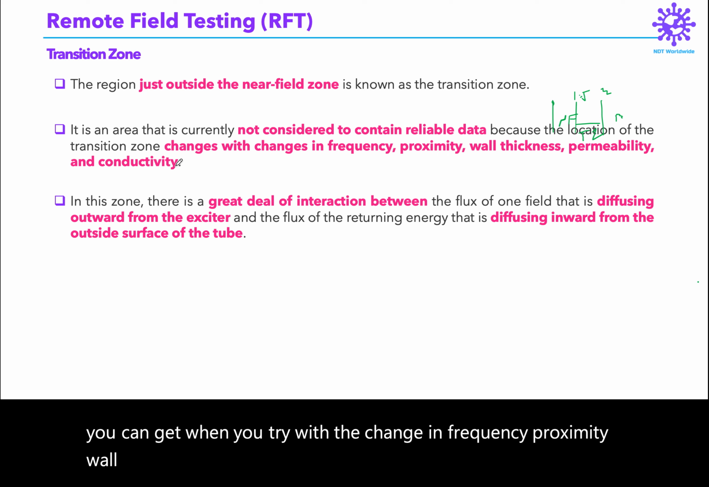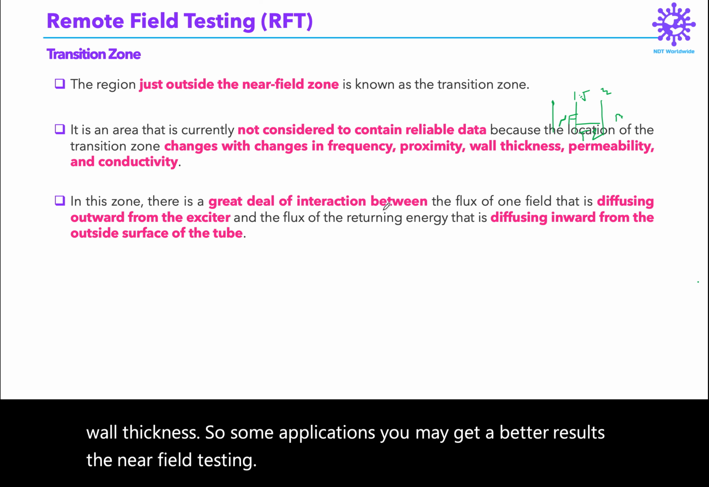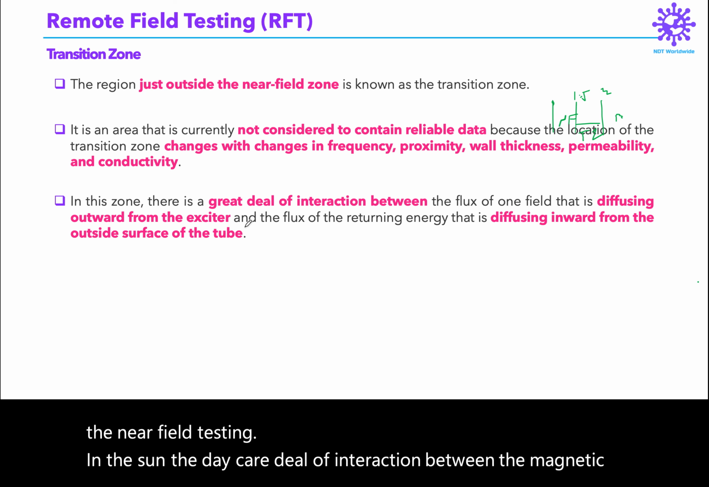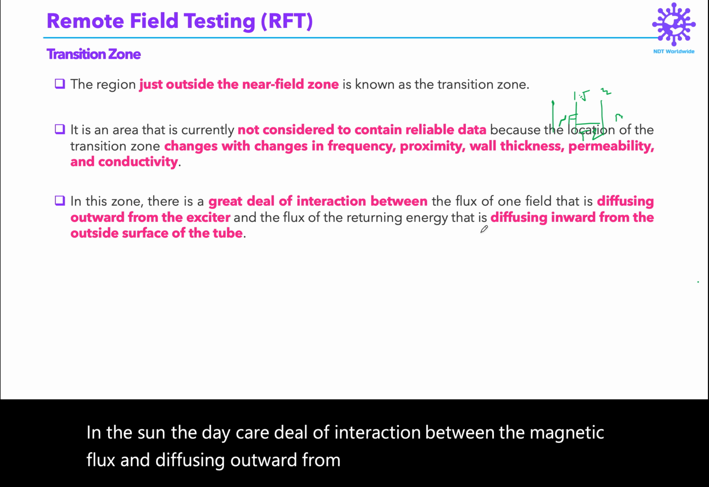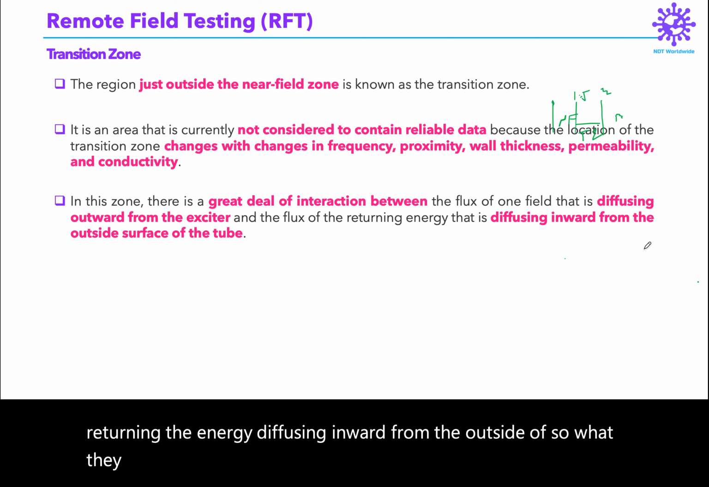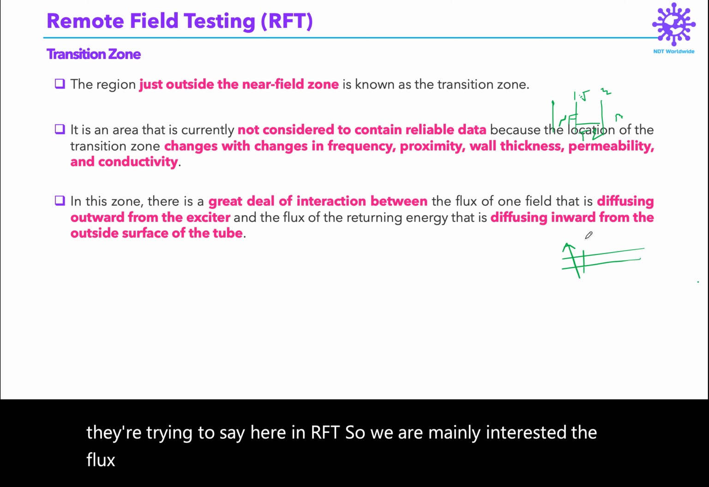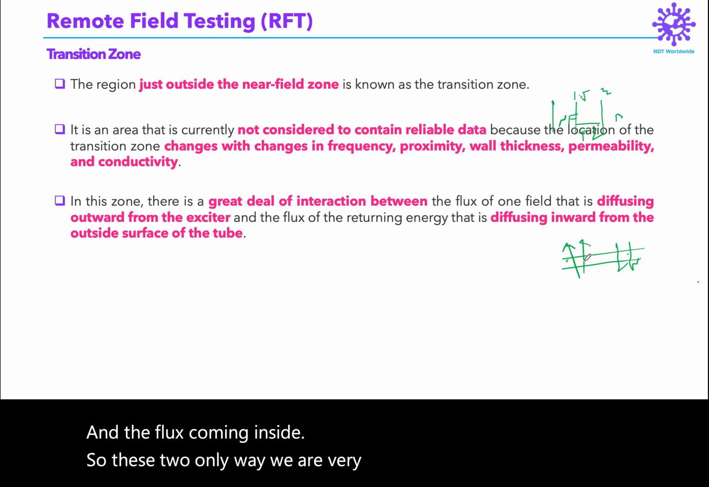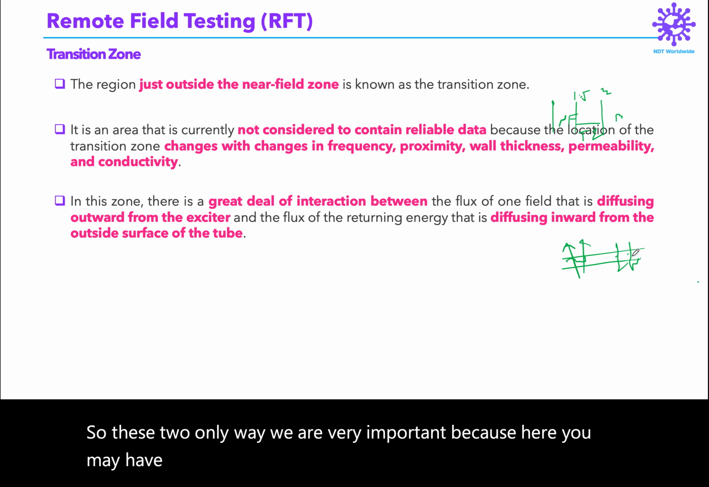For some applications you may get better results with near field testing. In this zone, there is a great deal of interaction between the magnetic flux diffusing outward from the exciter and the flux that is returning, the energy diffusing inward from the outside. What they're trying to say here in RFT is that we are mainly interested in the flux going outside and the flux coming inside. These two are very important, because here you may have a discontinuity, and here also you may have a discontinuity in the tube wall. So these two only will decide.